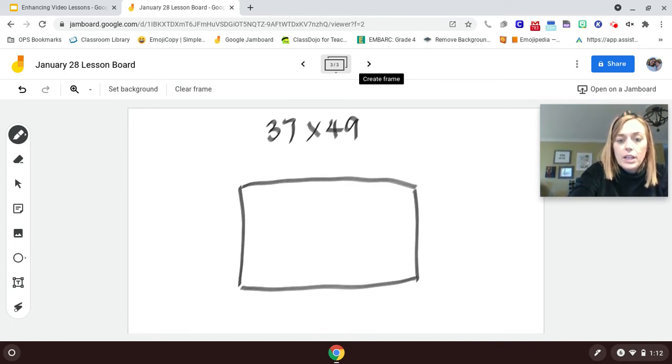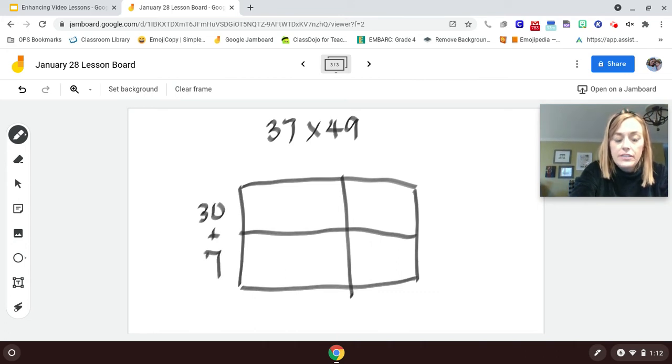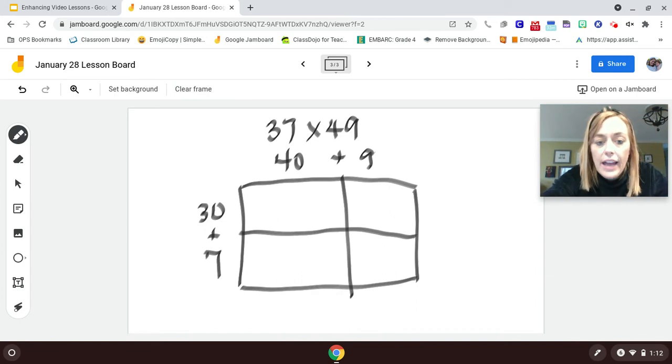The numbers keep getting bigger. We still have 4 squares. How can I break apart the number 37? I'm going to show you that you could put it down here and I could do up and down first and it wouldn't matter. So 30 and 7 because 30 plus 7 equals 37. And then hopefully you're saying 40 and 9, Miss Johnson, because 40 plus 9 equals 49. So now let's go ahead and start our multiplication.